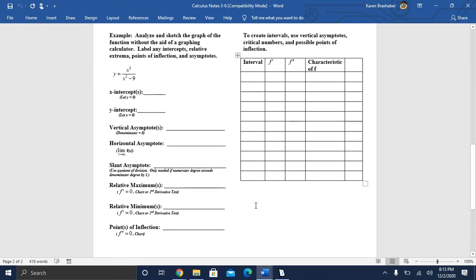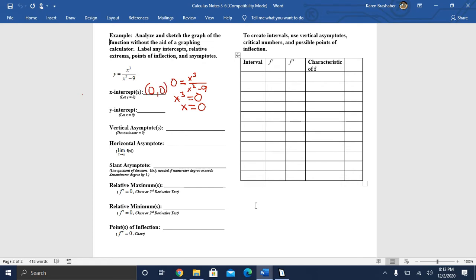So you have the function y equals x to the third over x to the second minus 9. So for your x-intercept, it says to let y equal 0. So we would say 0 equals x to the third over x to the second minus 9. And remember, that just means we need to set your numerator equal to 0 and do the cube root of each side, and we get x equals 0. So we have an x-intercept of 0, 0.